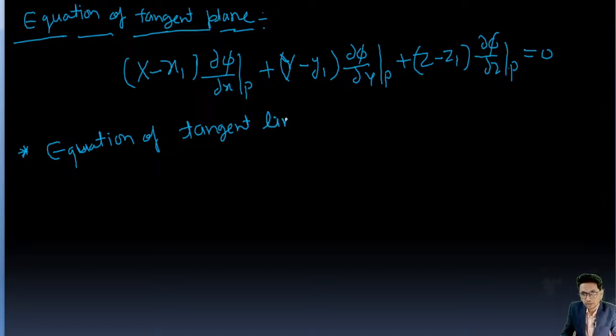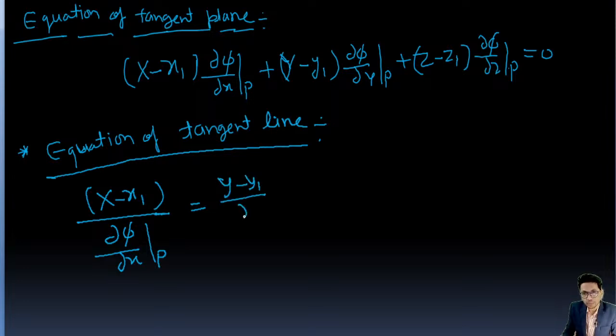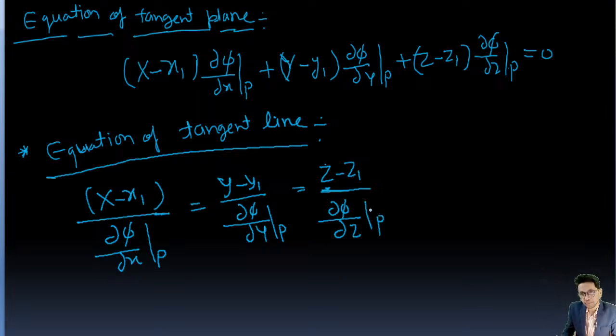Equation of tangent line. So this is x minus x1 upon del phi over del x at P, equal to y minus y1 upon del phi over del y at any point P, equal to z minus z1 upon del phi over del z at any point P. Okay, these are very important formulas. You need to note them down.